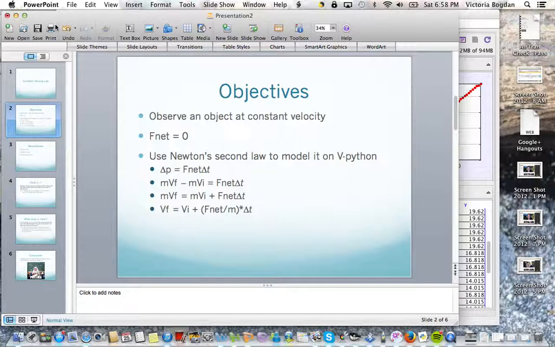So the objectives of this lab are to observe an object at constant velocity, and this means that the net force is equal to 0. So we're going to use Newton's second law to model it on VPython.